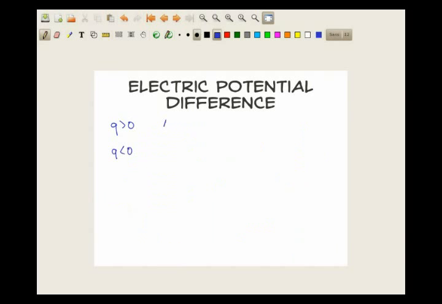For Q greater than 0, delta V_AB will be equal to negative E delta r. Delta r is a positive number in the picture that I've drawn. E is a positive number, so overall this will be a negative electric potential difference. Does that make sense? Well, the positive charge is going to move in a direction that takes it from a region of high potential energy to a region of low potential energy. You would expect, therefore, the difference in potential energies of the 2 points to be negative.